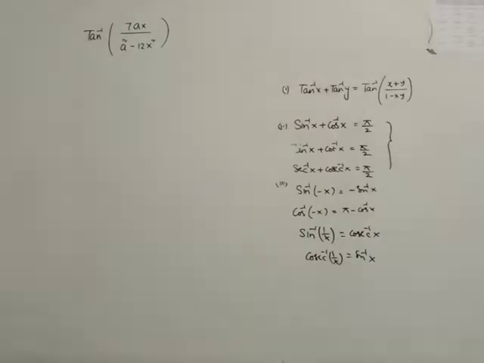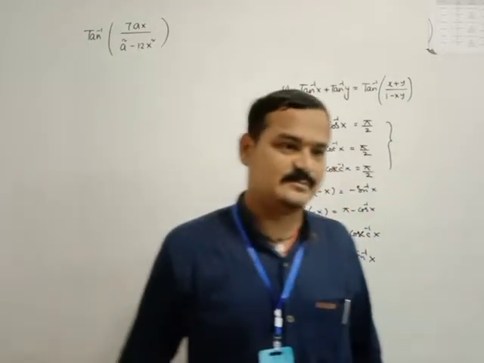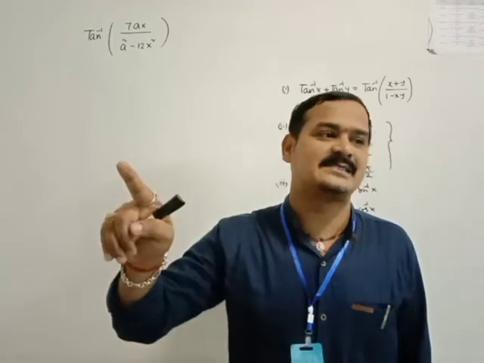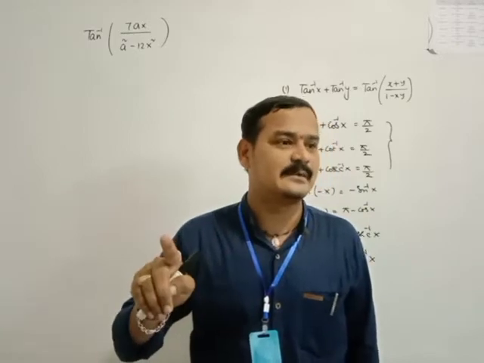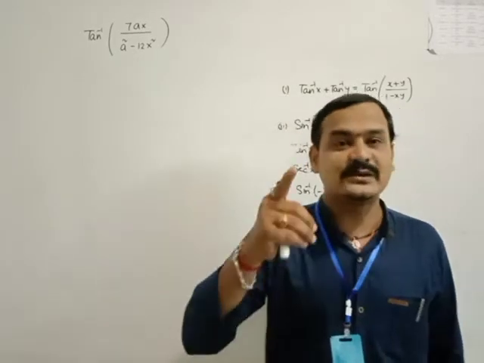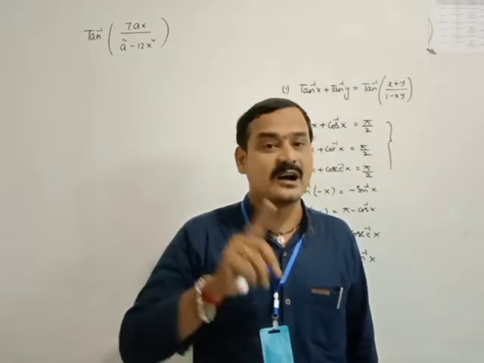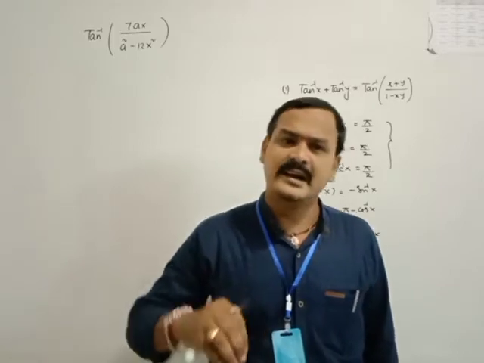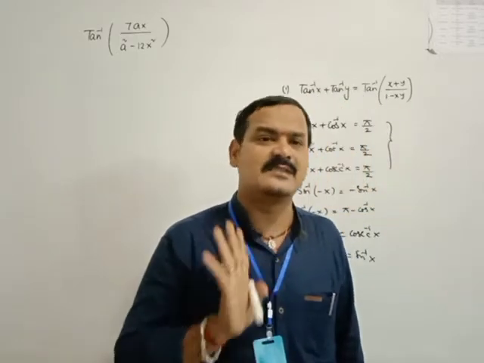See, in every trigonometric formula related to tan, the first term in the denominator is always 1. You just observe: tan of a plus b is tan a plus tan b by 1 minus tan a tan b. Tan of a minus b is tan a minus tan b by 1 plus tan a tan b. Tan 2a is 2 tan a by 1 minus tan square a. Sin 2a is 2 tan a by 1 plus tan square a. Cos 2a is 1 minus tan square a by 1 plus tan square a.